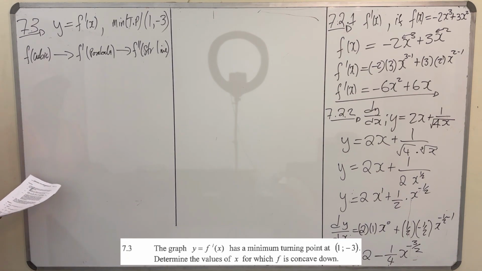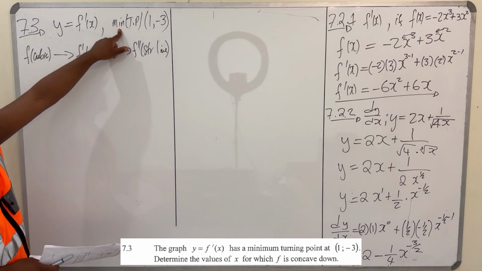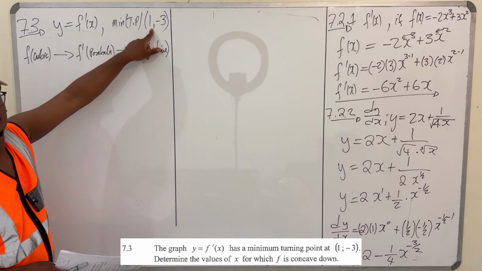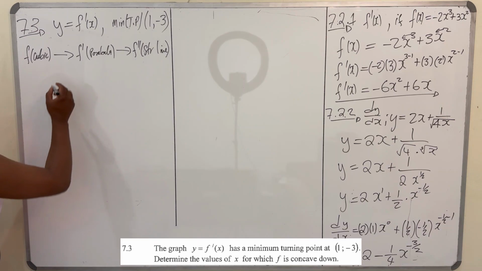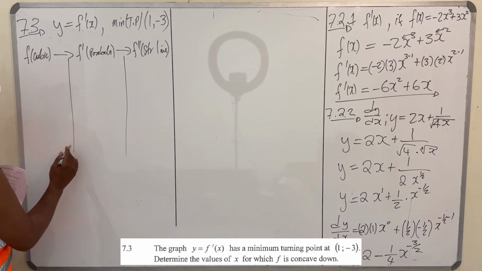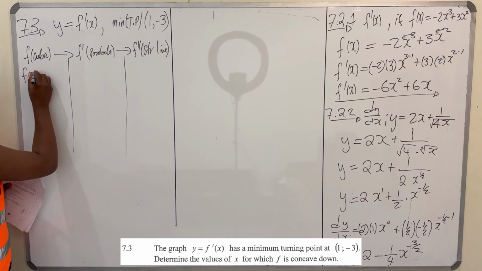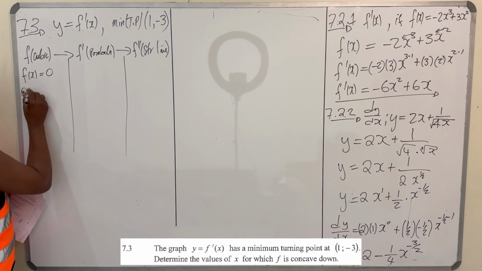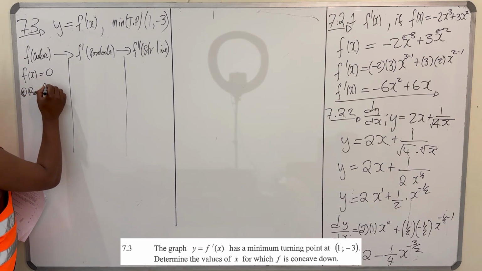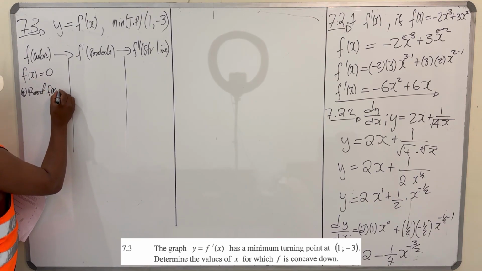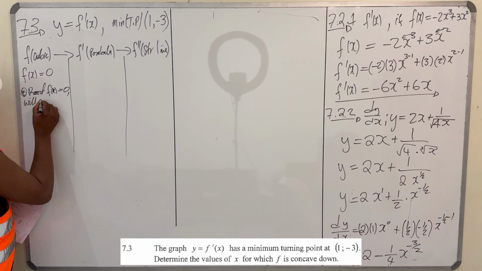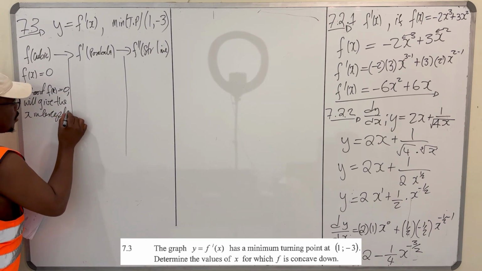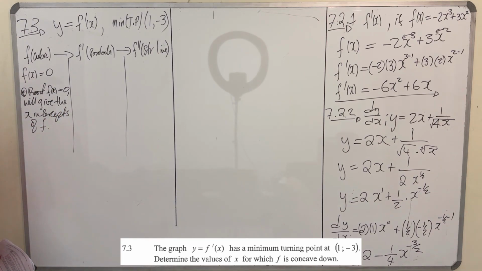So what do we do? We're saying that f prime has a minimum turning point at that point. So I'll just try to make a table like this. If you equate f of x to 0 and find its roots, what will they tell you? The roots of f of x equal to 0 will give you the x-intercepts of f. That's what those will give you.